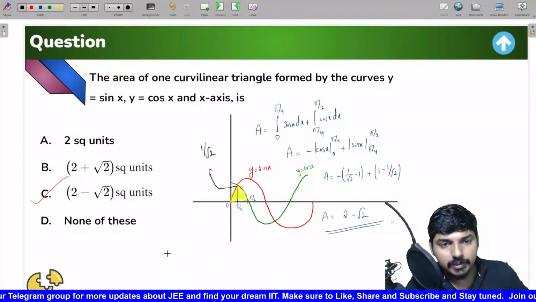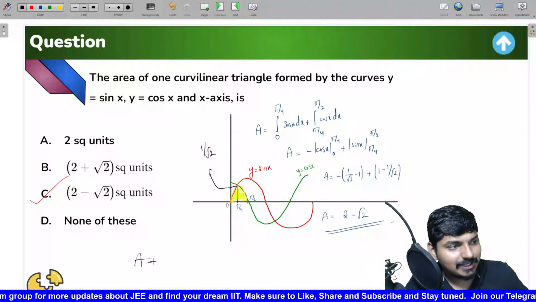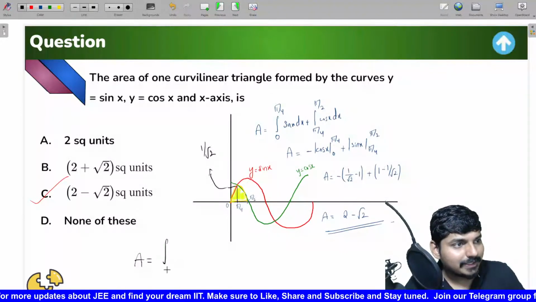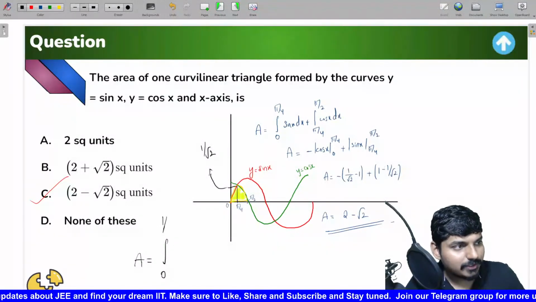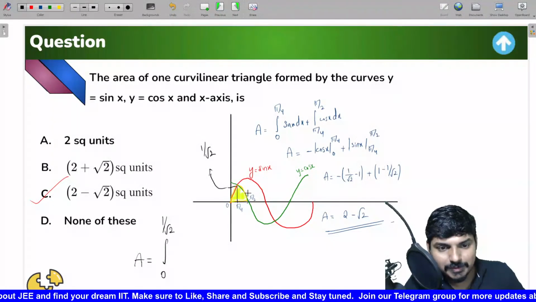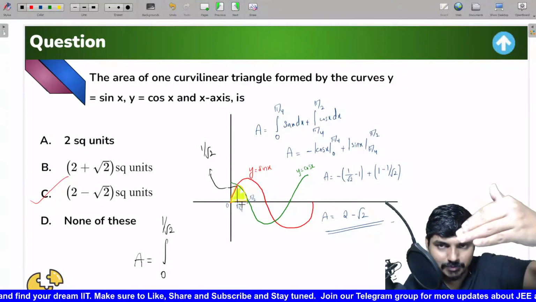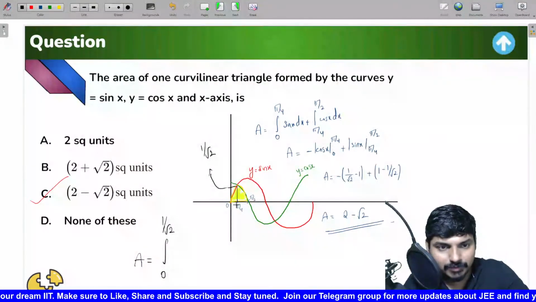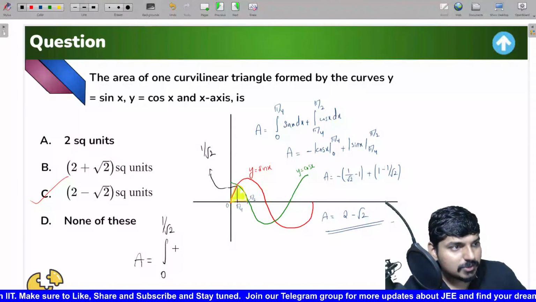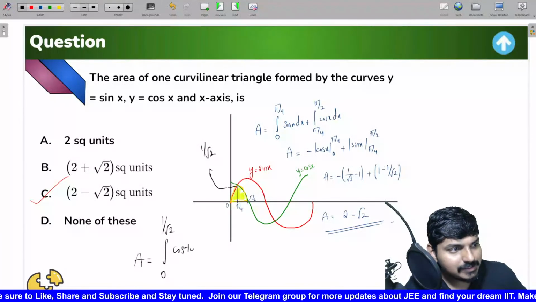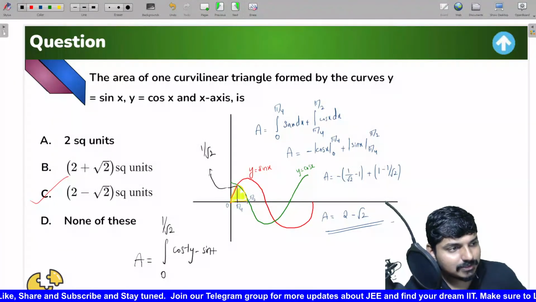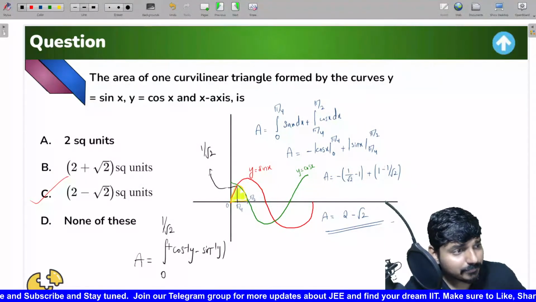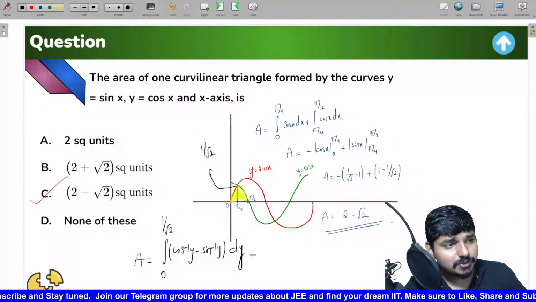Okay, so if you're going with the vertical strip, the area is going to be given by the integration from 0 to 1 by root 2. The green one is the upper one, the red one is the lower one. So the green one is cos inverse y minus the red one, sin inverse y, into dy. This is what you're going to get.